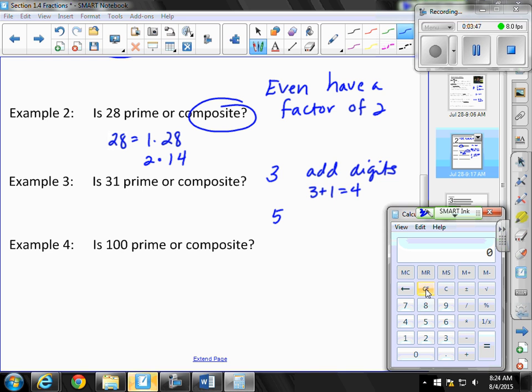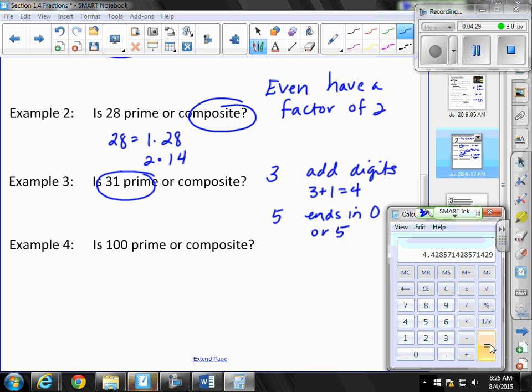5, you want to see if it's divisible by 5 if it ends in 0 or 5. So I know 31 is not divisible by 5. Now I can check other numbers. Is it divisible by 7? 31 divided by 7 is 4.4. So I know it's not divisible by 7. And I know I can stop there since 4 is less than the number I was dividing by. 4 is less than 7. I know I've checked all the possible combinations. Whoops, not composite. I'm circling the wrong one.